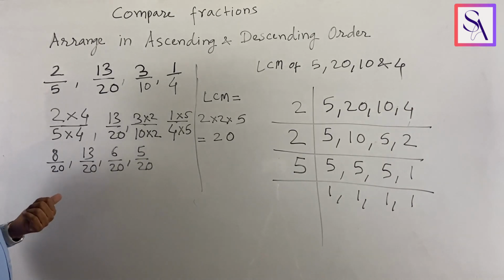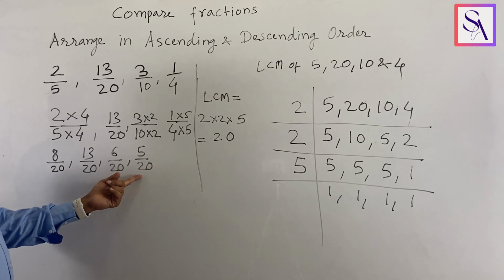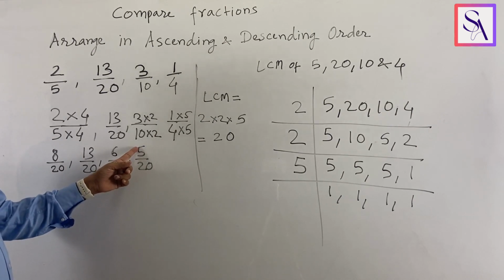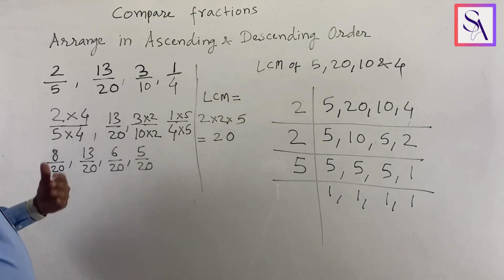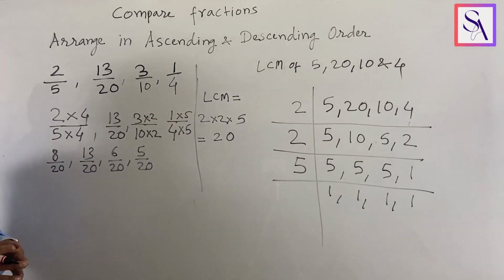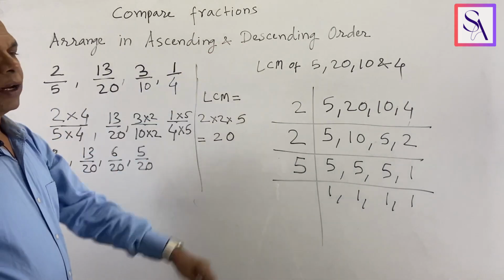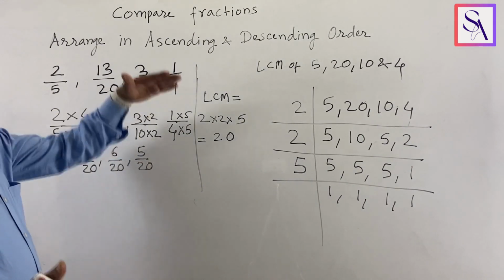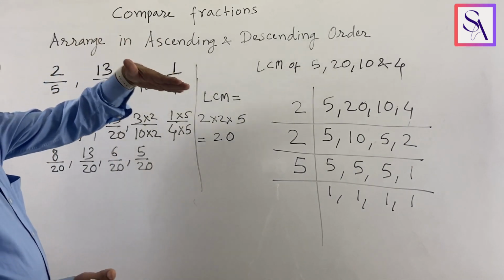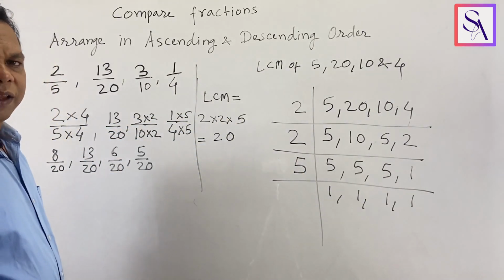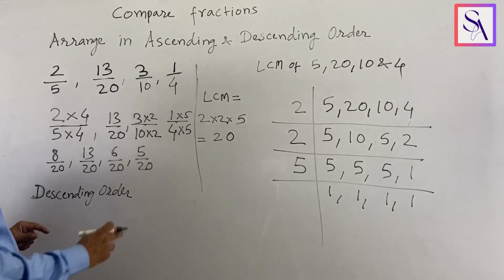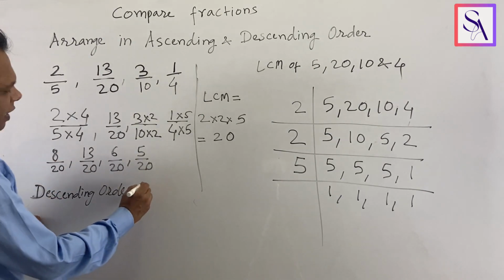What I told you: the fraction which has the greater numerator is the greatest or biggest one. So which has the greater numerator? 13. If I have to arrange these fractions in descending order, then I have to take the biggest one first, then smaller, smaller, and the smallest one will be at the end. In descending order, first I have to take the biggest one. Which one is the biggest? 13 by 20.